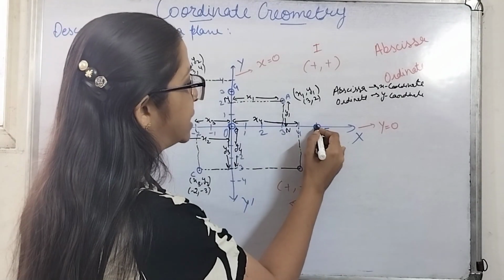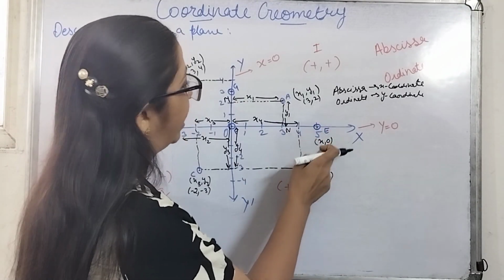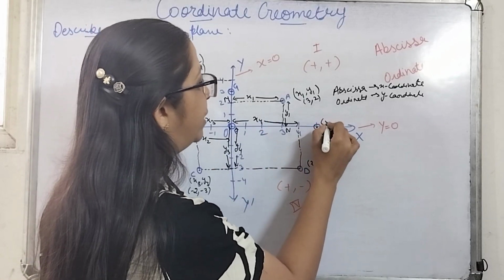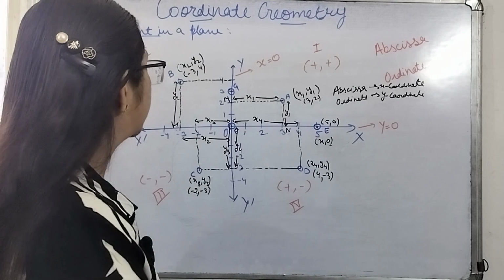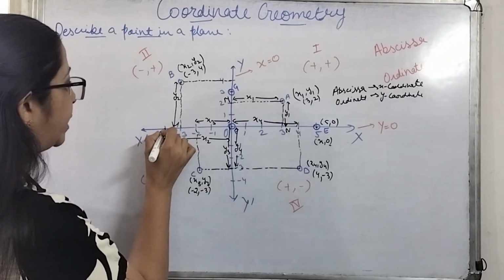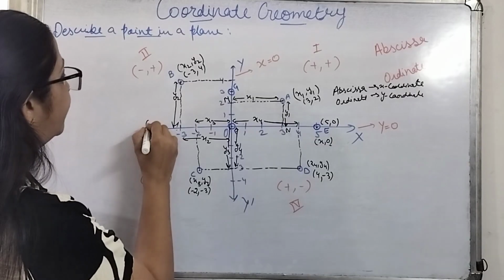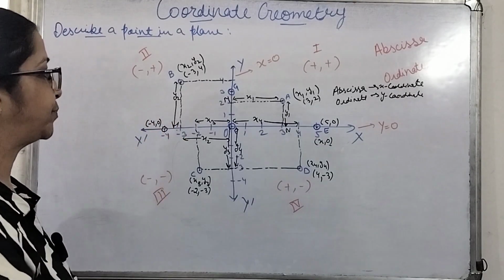Now over here we can see x is 5 and y will be 0 because it is lying on the x-axis. So the coordinate of this point will be (5, 0). Similarly, if I talk about this point, because again it is lying on the x-axis, its coordinate will be (-4, 0).